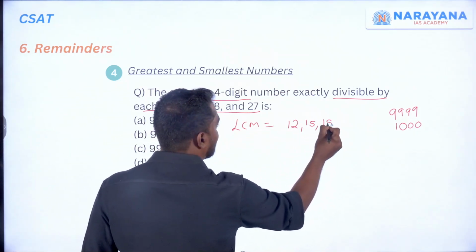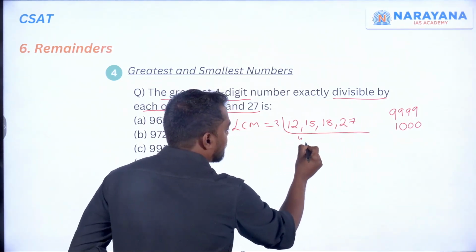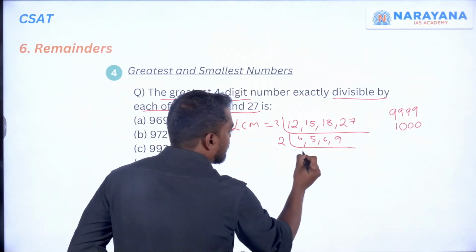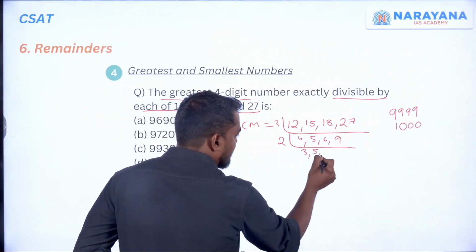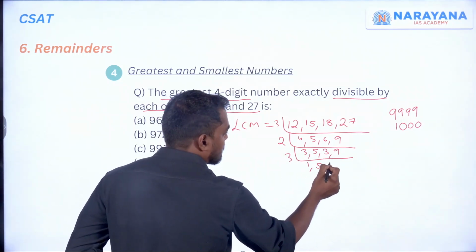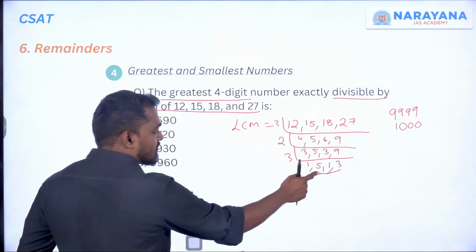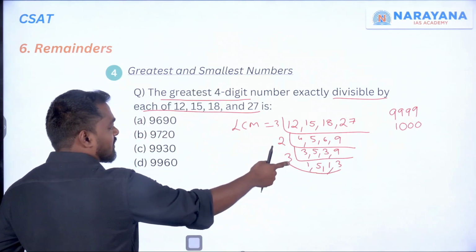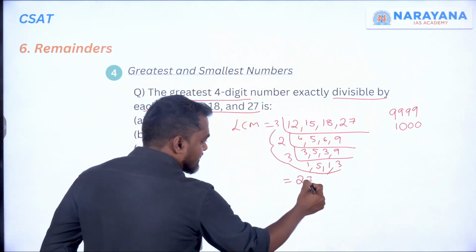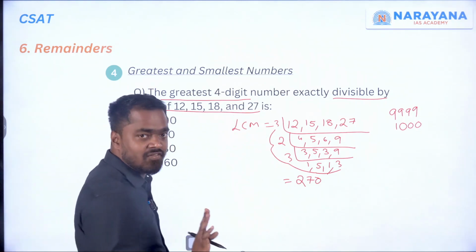15, 18, 27. So if you do it with 3: 3 4s are 12, 3 5s are 15, 3 6s are 18, 3 9s are 27. Then with 2, 2 3s are 6, 2 5s are 10... Then 3 1s are 3, 5, 3 1s are 3, 3s. So 5 3s are 15, 15 3s are 45, 45 2s are 90, 9 3s are 270. So the LCM is 270. So first find the LCM of all the given divisors.